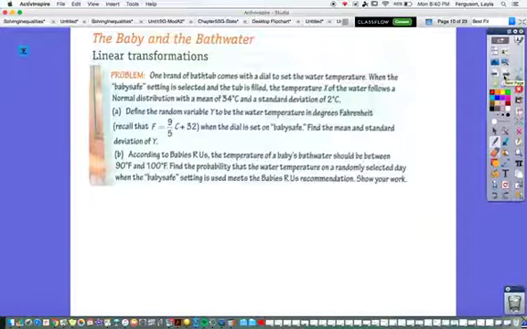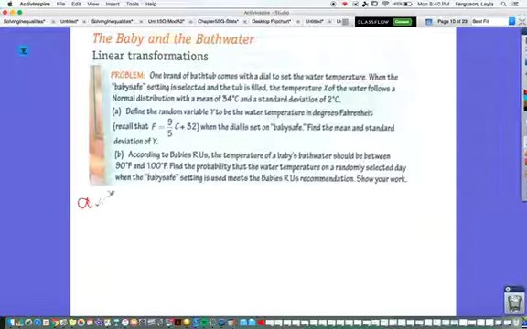So in the next example, the problem says one brand of bathtub comes with a dial to set the water temperature. When the baby safe setting is selected and the tub is filled, the temperature X of the water follows the normal distribution with a mean of 34 degrees Celsius and a standard deviation of 2 degrees Celsius. The first thing we have to do for A is to define the random variable Y to be the water temperature in degrees Fahrenheit. And so it's important that we recall that Fahrenheit is equal to 9/5 times Celsius plus 32. The Celsius stands for the temperature in degrees Celsius when the dial is set on baby safe, and find the mean and the standard deviation of Y.